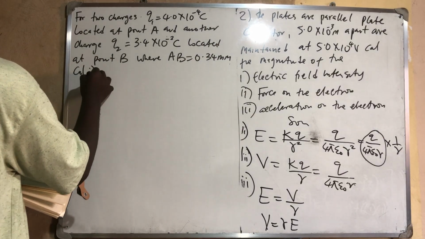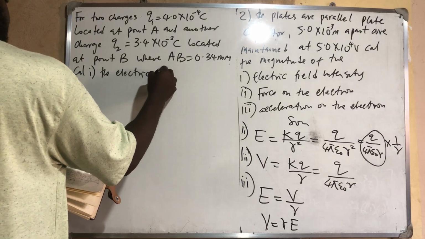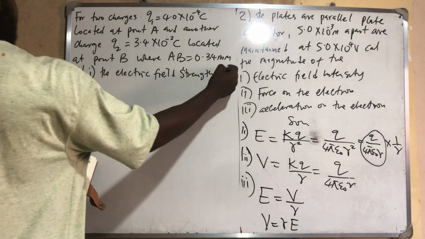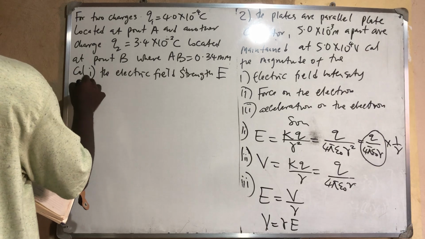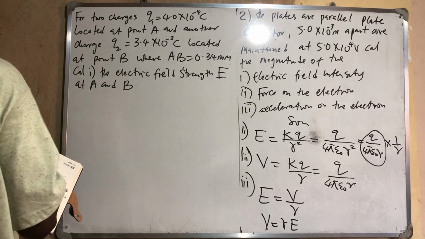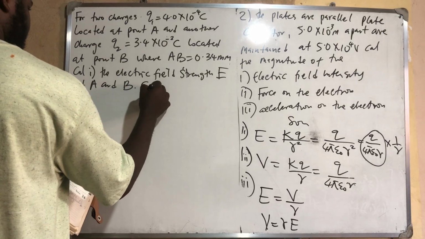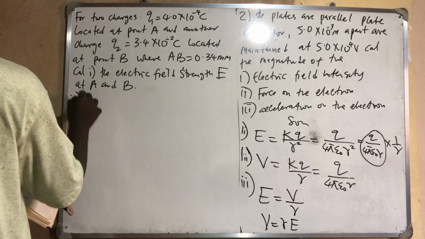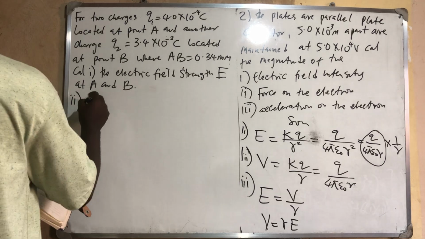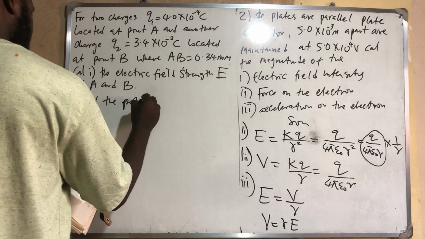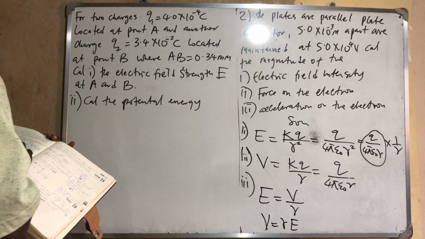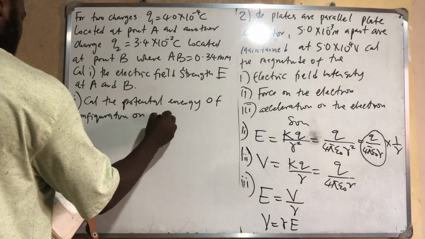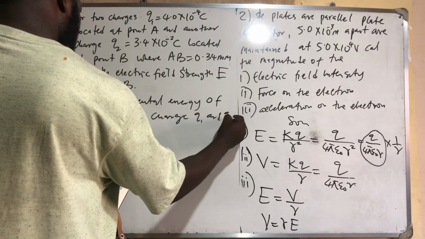They say calculate I, the electric field strength E at A and B. Then II, they say we should calculate the potential energy of configuration of charge Q1 and Q2.